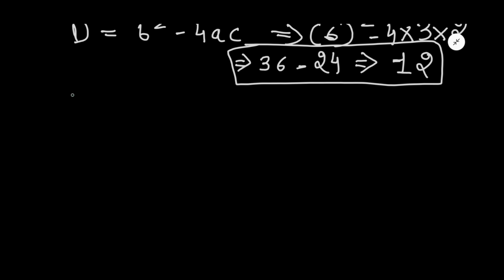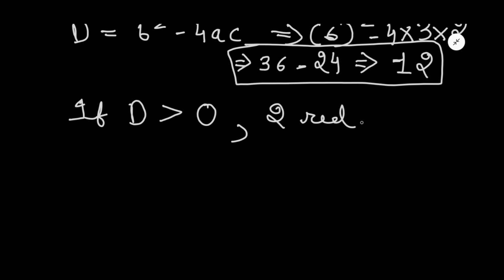So as I told you guys, if the value of d is greater than 0, then there will be two real and distinct roots.